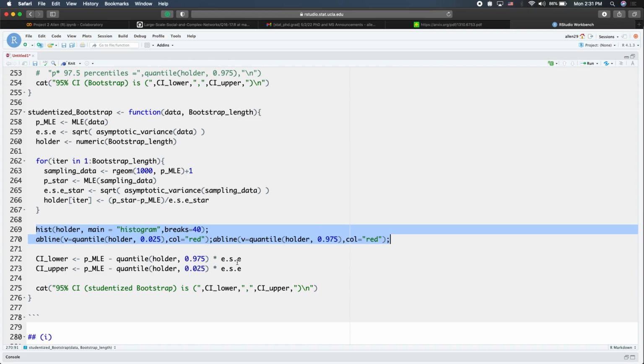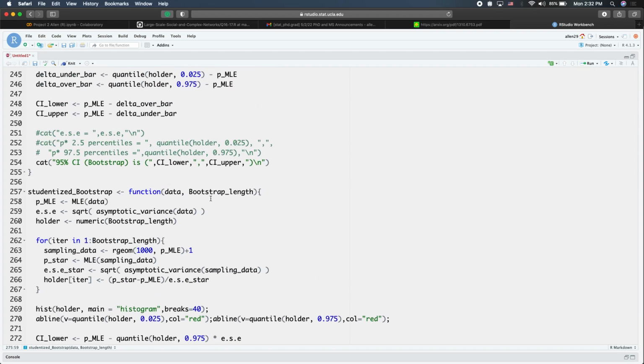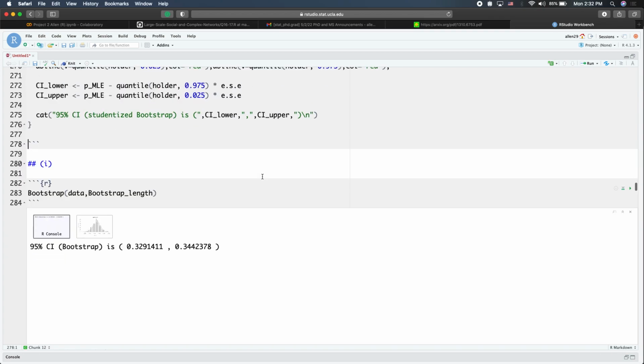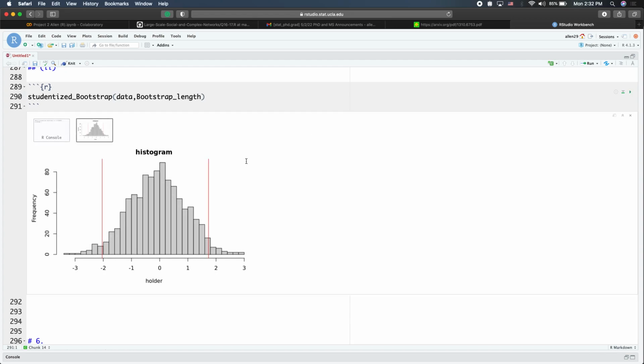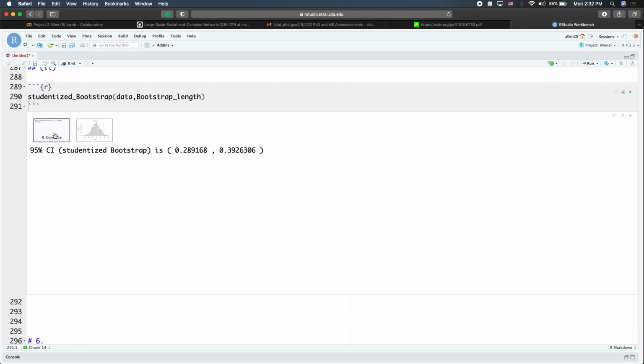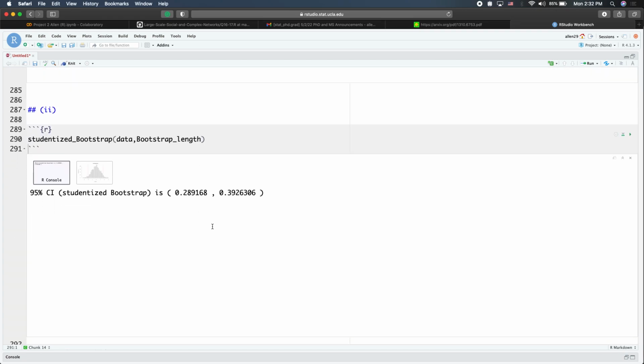And lastly, we apply the two formulas to calculate the confidence interval, the lower bound and upper bound, and then we print that out. So let's take a look at this one. We will have another histogram for our simulated sampling data, and then this is our confidence interval for theta MLE. Under this one, it seems like it's a little wider.